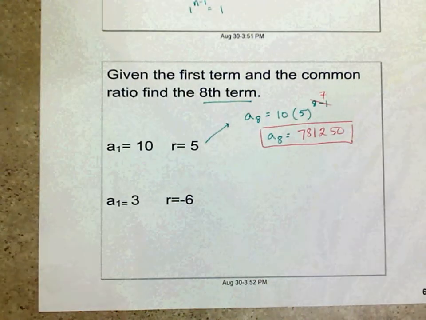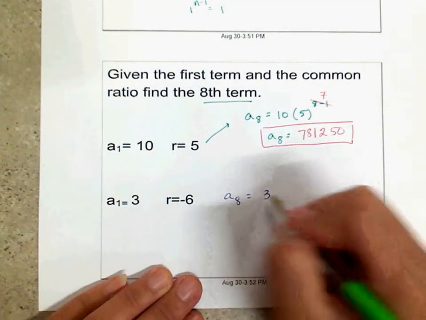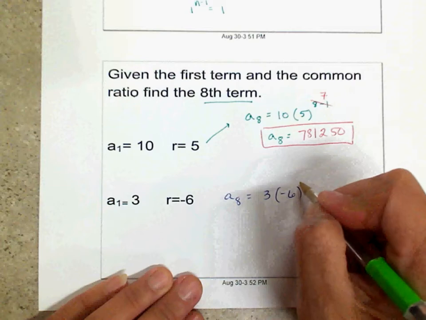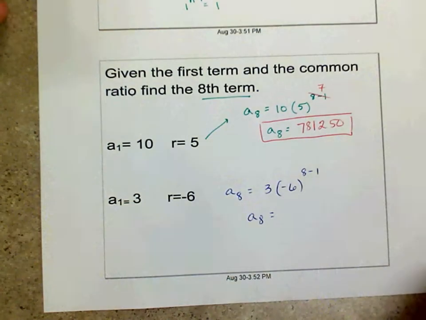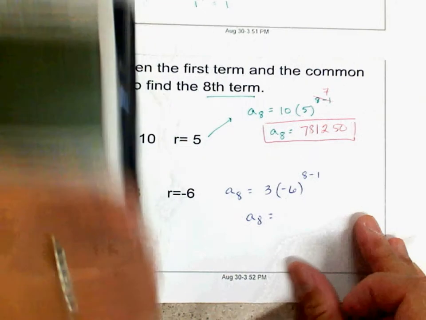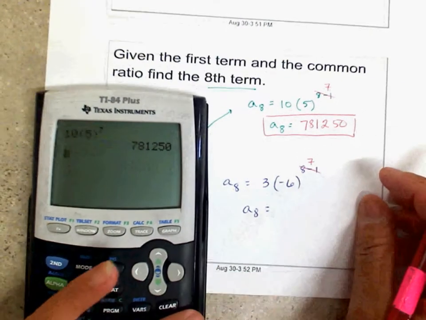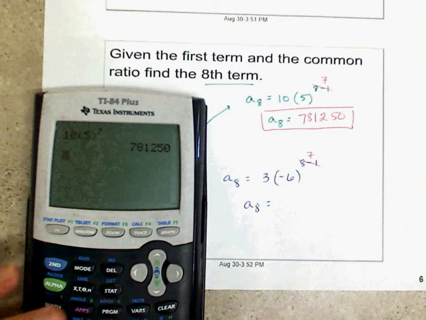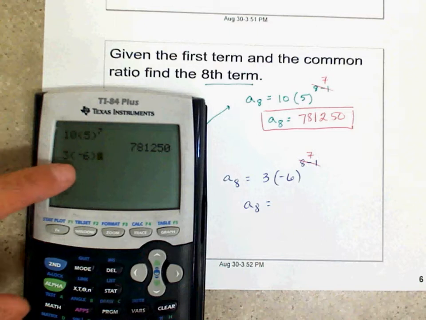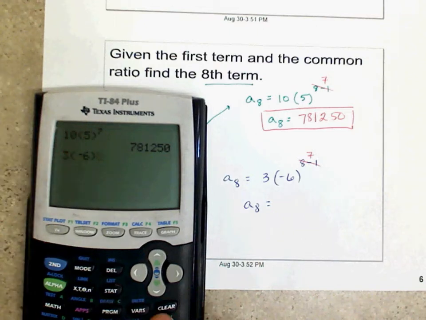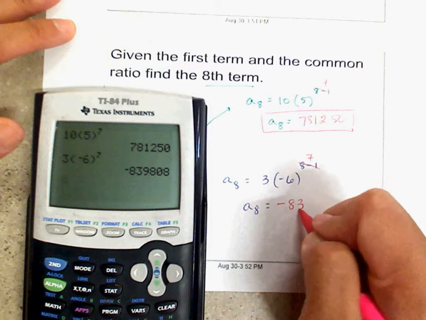Let's take a look. The 8th term, first term is 3. Your ratio is negative 6. 8 minus 1. So what is your 8th term going to be? Well, let's see. Go ahead and reduce that to 7. That just means the one before it. So 3 parentheses, negative 6 parentheses. Not minus, okay? Make sure it says negative. Raised to the 7 is negative 839,808.